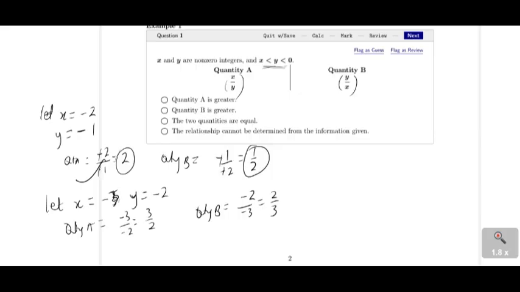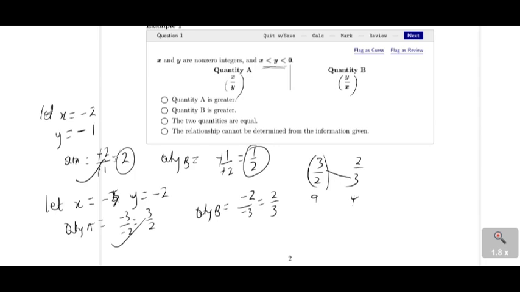So we are going to compare these two fractions. We have 3 over 2, and we are comparing that with 2 over 3. And you know this simple comparison, whenever we are comparing fractions, we cross multiply. So 3 times 3 is 9, 2 times 2 is 4. So clearly you can see this fraction is greater. So here too we can see that quantity A is greater. All right, you don't need to test for many numbers.